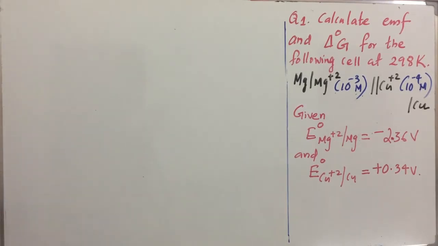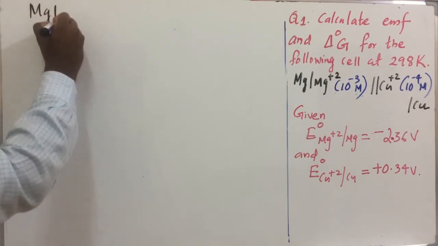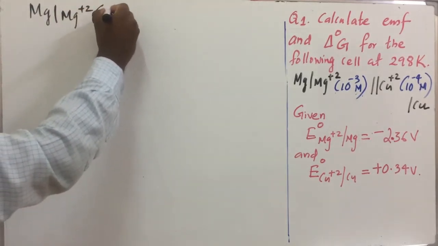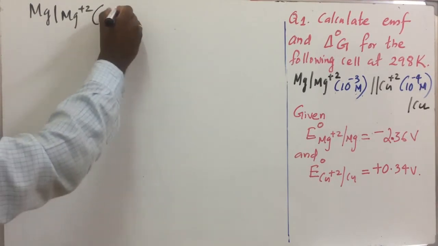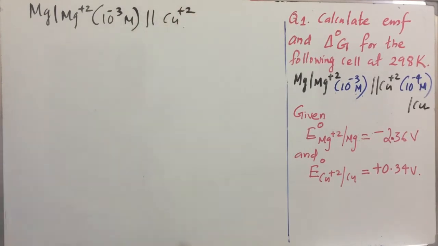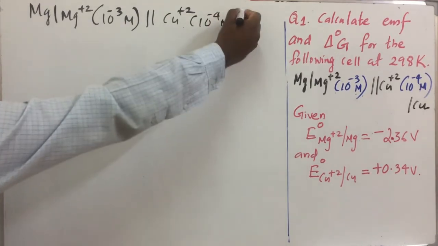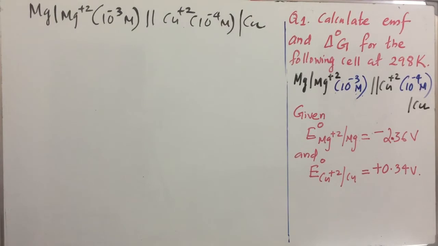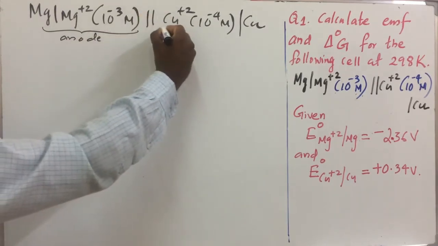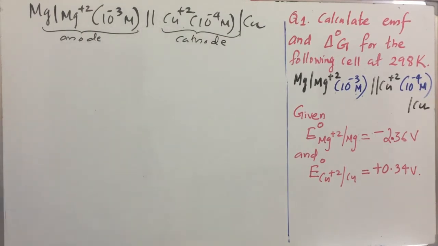First write the cell representation. Mg | Mg+2, concentration of magnesium ion is 10 raised to minus 3 molar, salt bridge, Cu+2, 10 raised to minus 4 molar, then Cu. The left side indicates the anode, the right side of the cell representation is the cathode. These two lines indicate the salt bridge.